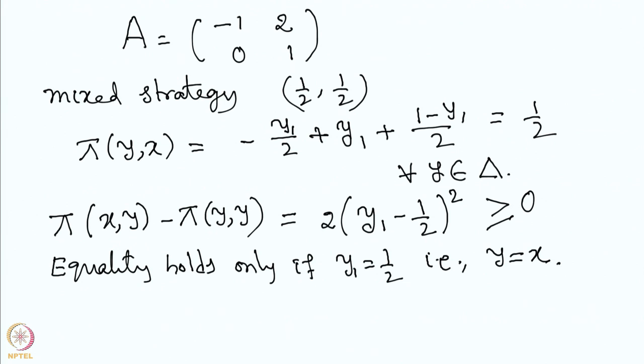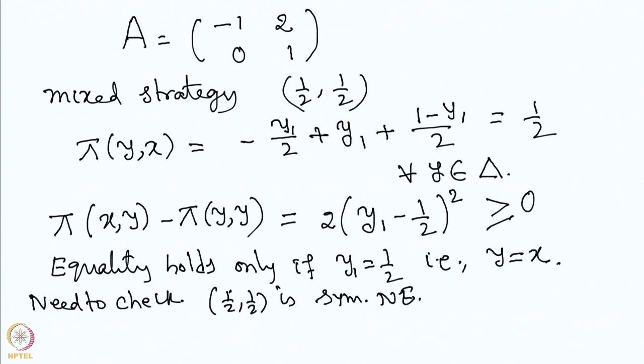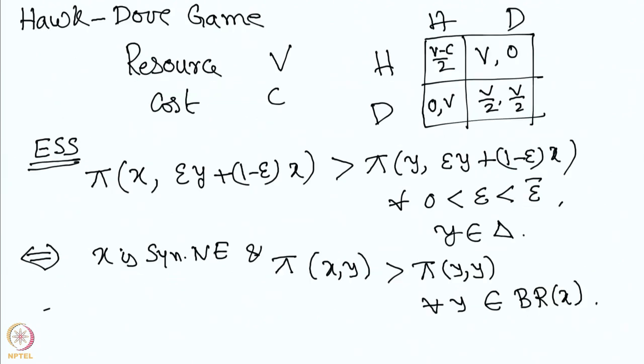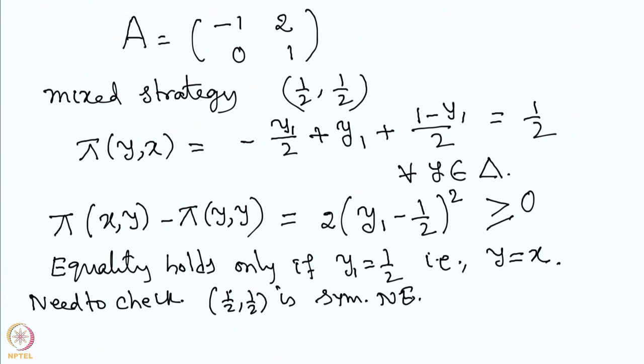Now, the next thing that needs to be checked is that half is a symmetric Nash equilibrium. If half is a symmetric Nash equilibrium, and this condition holds, then from whatever we have done in the previous session, immediately we can infer that half is going to be an evolutionary stable strategy. Okay. So, this is a simple exercise.